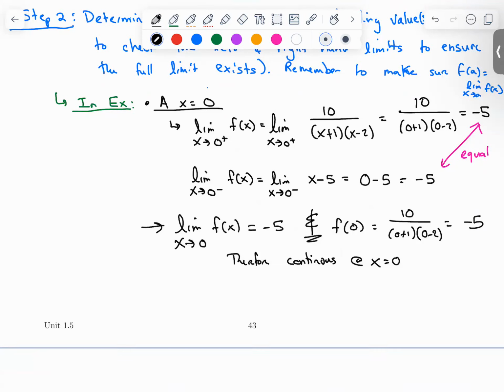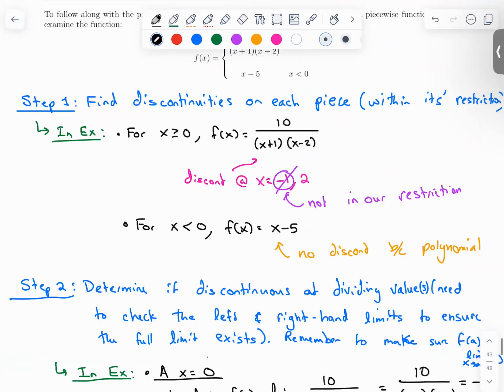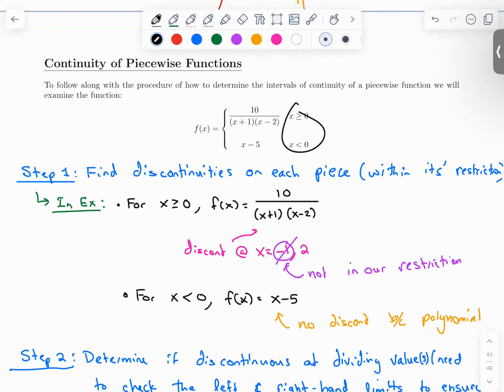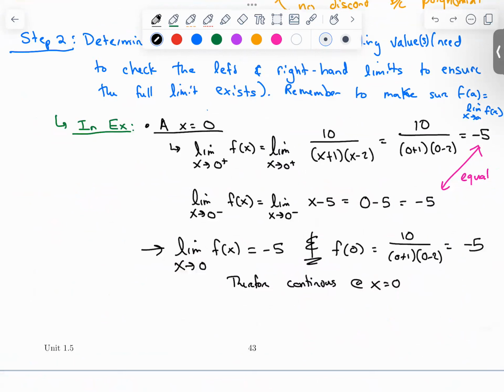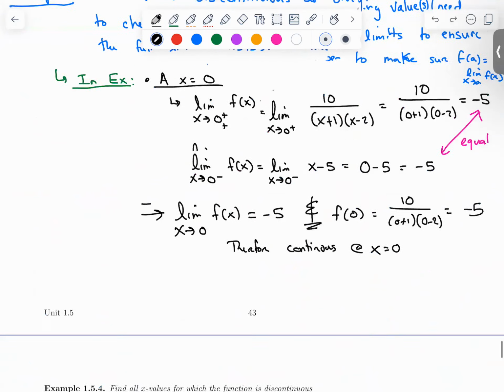So we needed to check the left and the right hand limits because on both sides of that 0, that dividing value, there was a different function. So in order to check continuity, we need to check the left and the right to make sure they equal the same number. Once we find out that they equal the same number, then we can claim that the limit exists. Then all we need to do is check the function value there and see that they're equal so that we can go on from there.